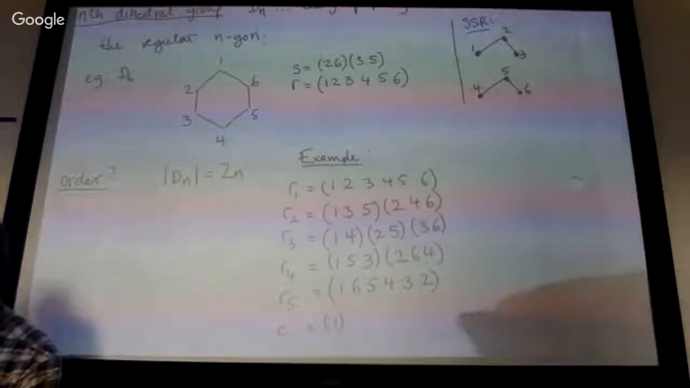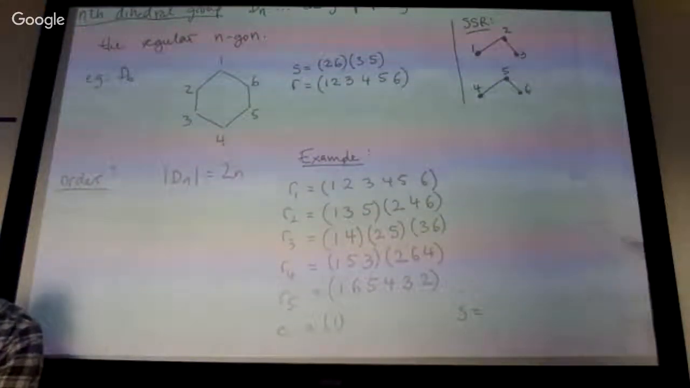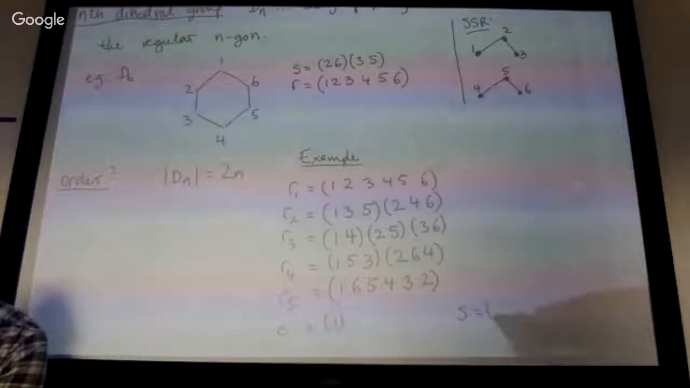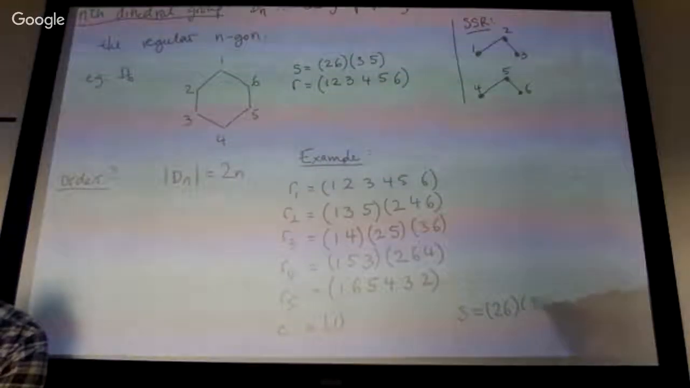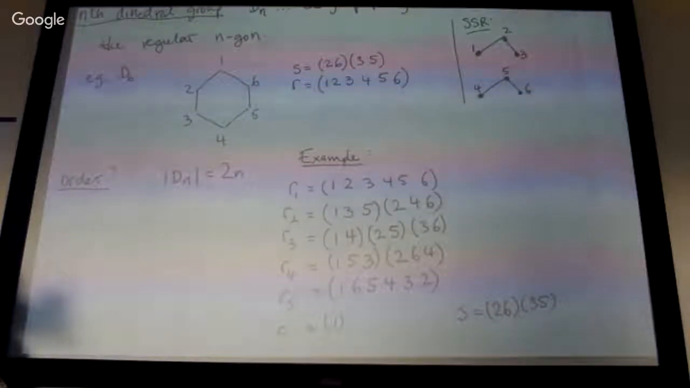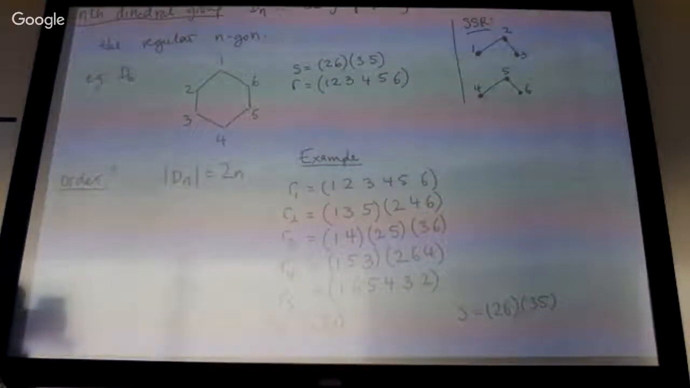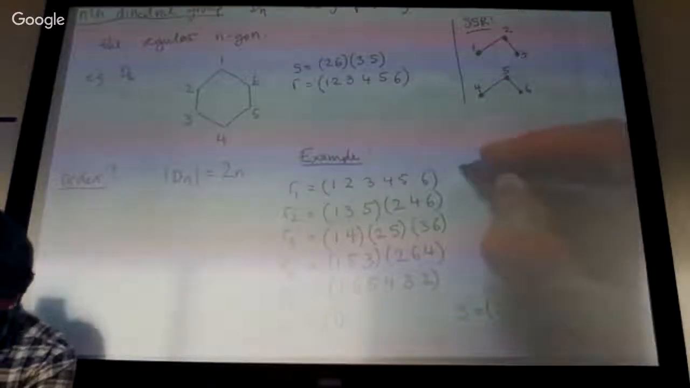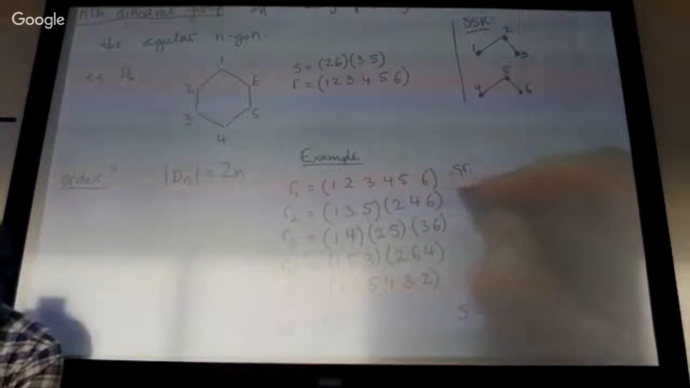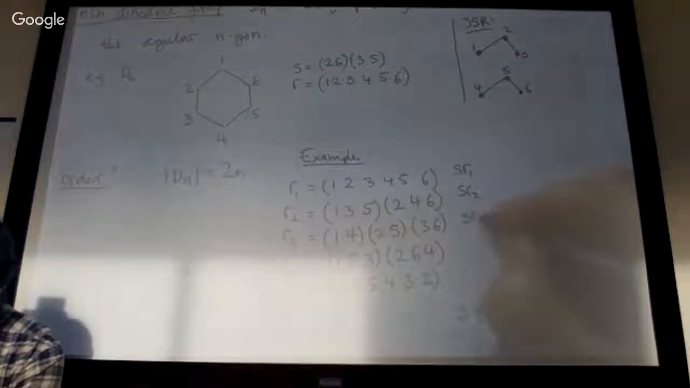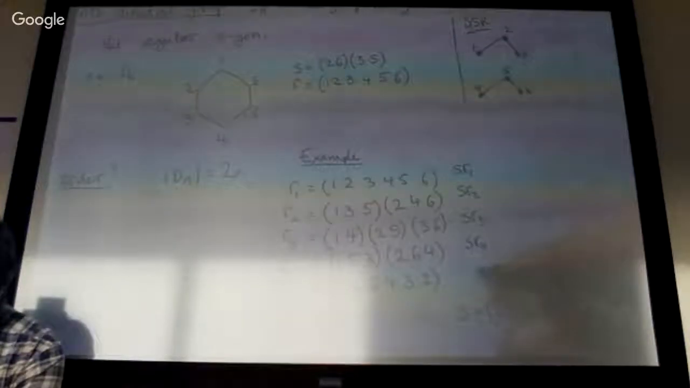And then there's S, which is pick a reflection. Okay, so we've done 2, 6, 3, 5. And I've purposely written it at the back, at the bottom, because the remaining are SR1, SR2, SR3, SR4, SR5.